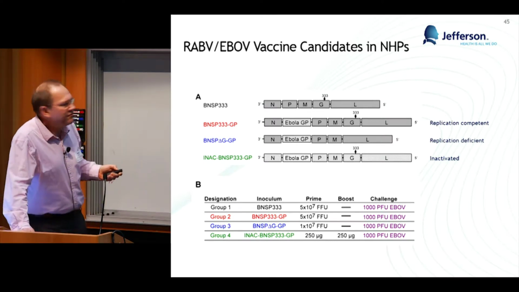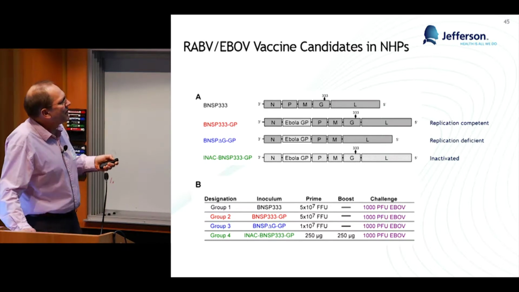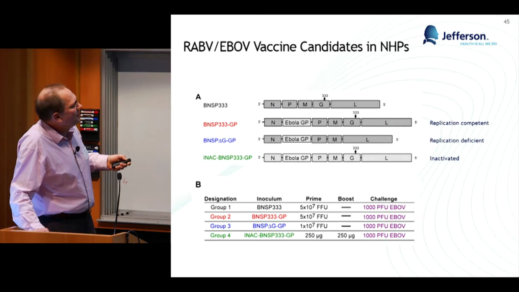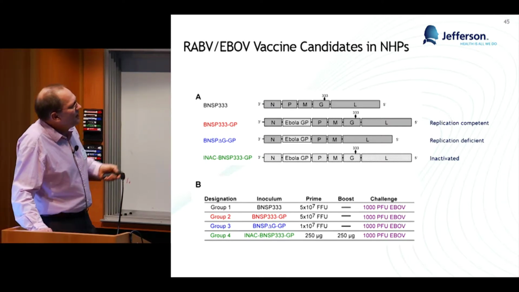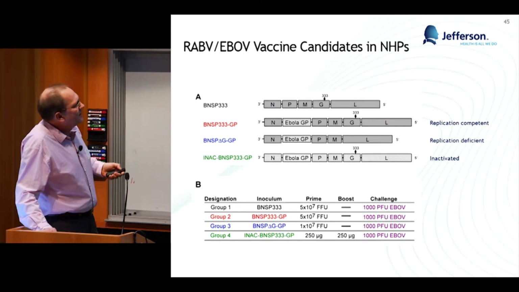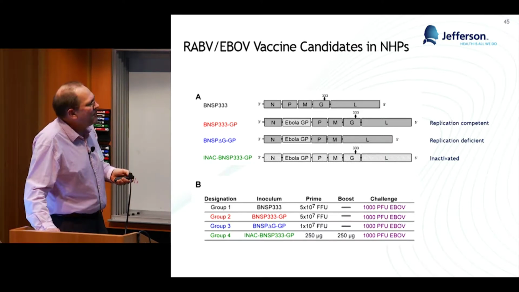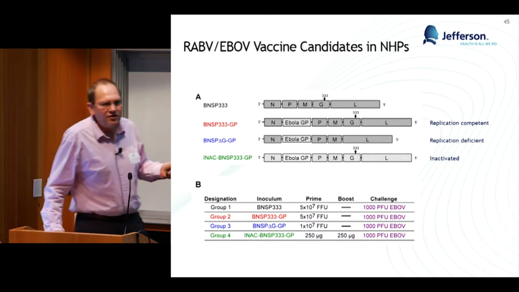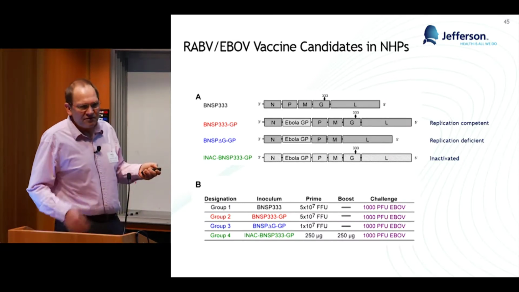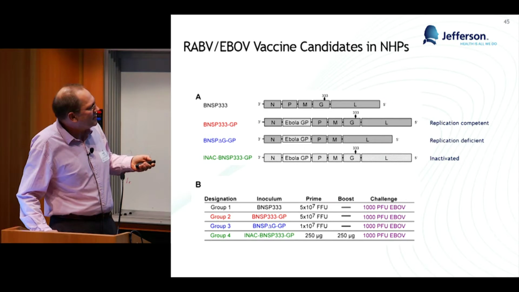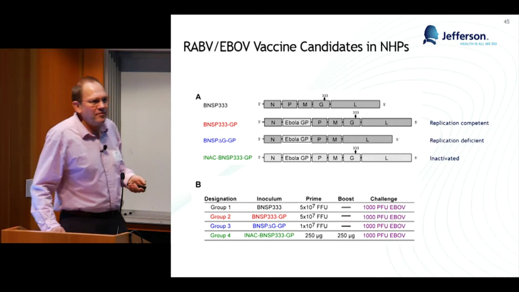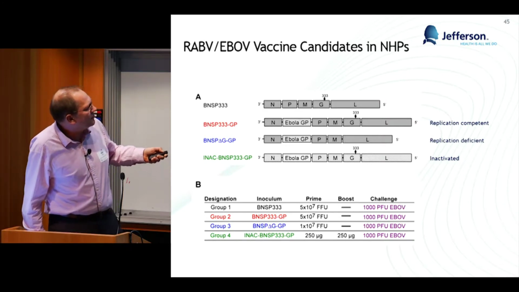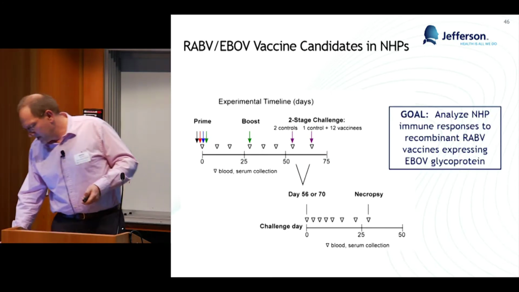We had 4 groups of monkeys. 3 control monkeys got the vector, 5 times 10 to the 7. Group 2, 5 times 10 to the 7, replication deficient. 10 to the 7 is the highest titer we got, and 250 micrograms, 2 inoculations. For the replication competent, you can do only 1 inoculation, because after the first you have rabies immunogenicity, and then you can't really do a second inoculation, which is also an advantage of the inactivated one, because you can use that multiple times.